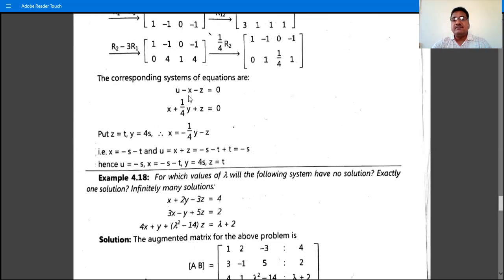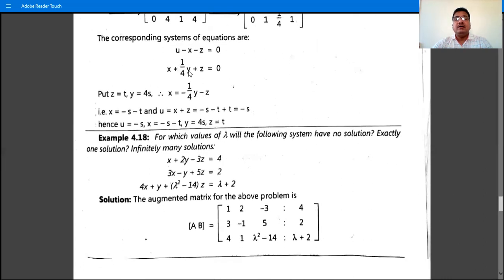So rewrite the system. We have u minus x minus z is equal to 0, and x plus 1 by 4 y plus z is equal to 0. So we have 2 equations and there are 4 unknowns. So the difference is what? 4 minus 2, that is, the difference is 2. So we have to assign 2 unknowns.